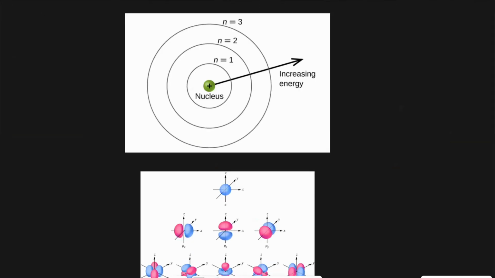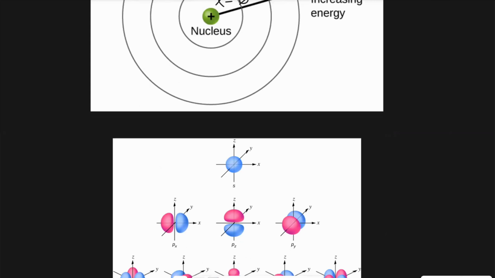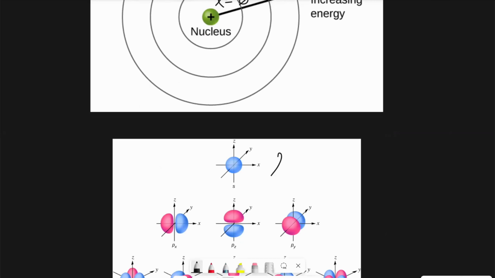In n equals 1, the only possible value is between 0 and n minus 1. So if n is 1, 1 minus 1 is 0. So the only possible value for L here would be 0. And 0, we'll come to find out, represents S. So here I'm going to write L equals 0. When you see L equals 0, it's an S orbital.